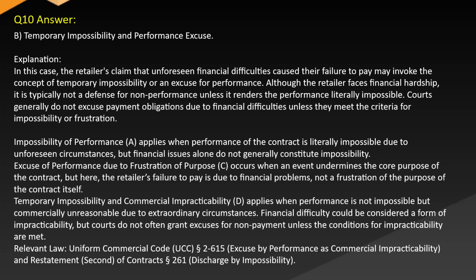Temporary impossibility and commercial impracticability, D, applies when performance is not impossible but commercially unreasonable due to extraordinary circumstances. Financial difficulty could be considered a form of impracticability, but courts do not often grant excuses for non-payment unless the conditions for impracticability are met. Relevant law: Uniform Commercial Code (UCC) § 2-615, excuse by failure of presupposed conditions or commercial impracticability, and Restatement (Second) of Contracts § 261, discharge by impossibility.